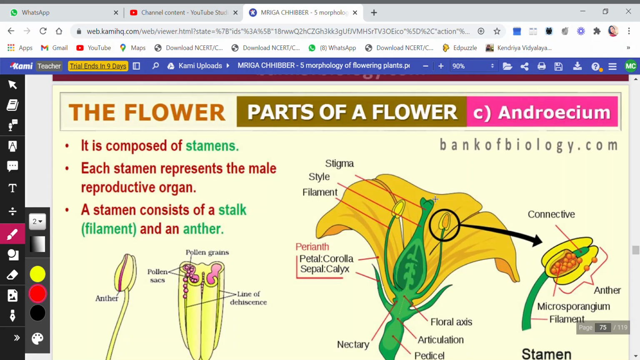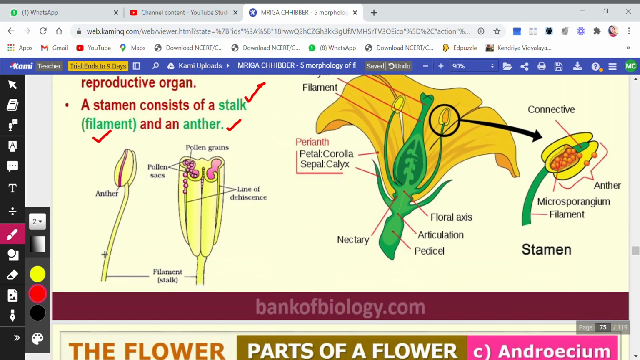The next topic that we will do today is Androecium. Children, I already mentioned to you that Androecium is a collection of stamens, and a stamen has two parts, anther and filament. Each stamen has a small stalk which is called filament, and it also has an anther. So you see, this is the filament, the stalk is the filament, and this is the anther.